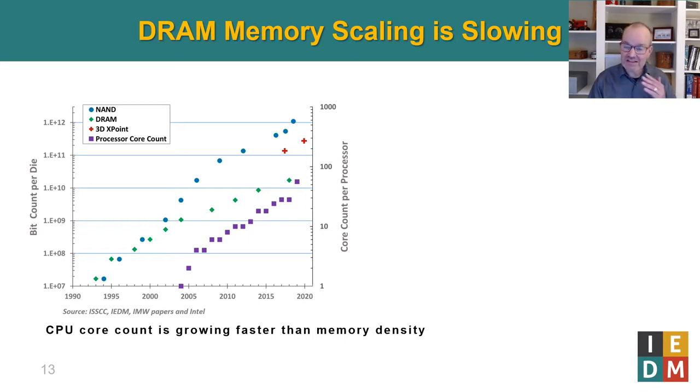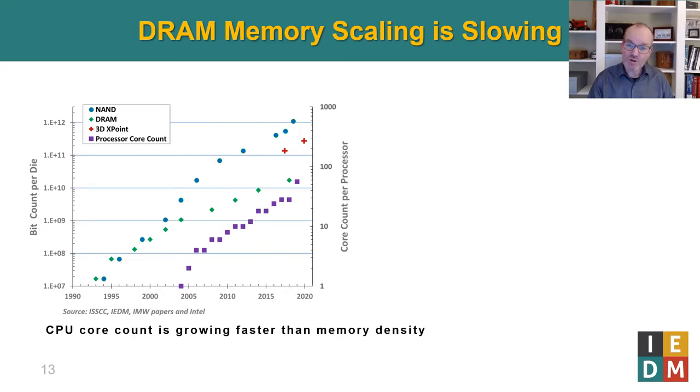NAND scaling is still going very quickly. In fact, NAND is actually scaling faster than the extra data that we're putting in, that 2x every 3 years you hear all the time. NAND is scaling faster than that and is able to store more of the data. Story for a different day. Notice the purple boxes, which correspond to the core counts on the right-hand side axis. Notice how rapidly that's increasing. Core counts are actually increasing very rapidly.